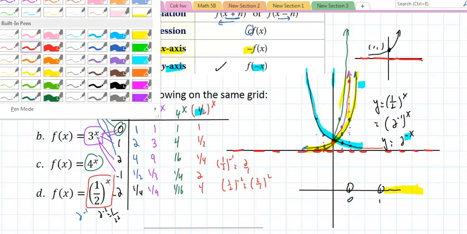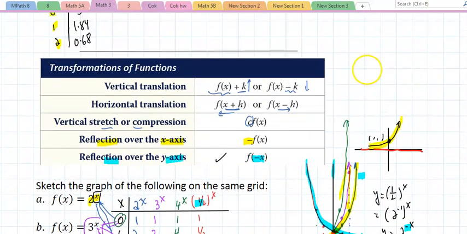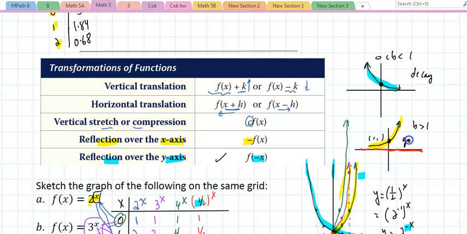And if I chose my base to be between 0 and 1, which is like the 1/2, that's simply taking that graph and reflecting it with respect to the y-axis, and the graph will switch gears and look like this. And that's called exponential decay. If the base is between 0 and 1, we're talking about decay. It's dying out. And if the base is bigger than 1, we're talking about growth.